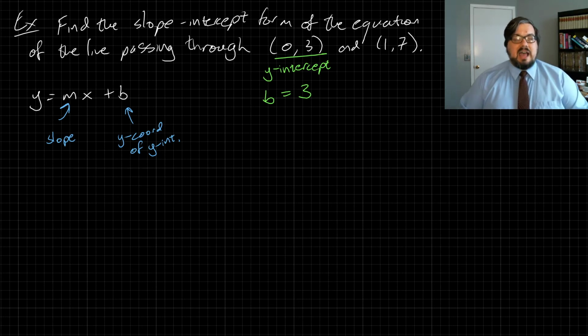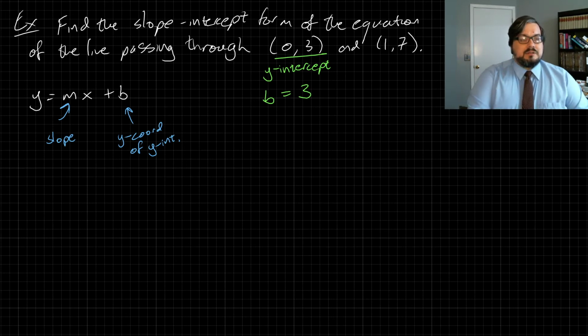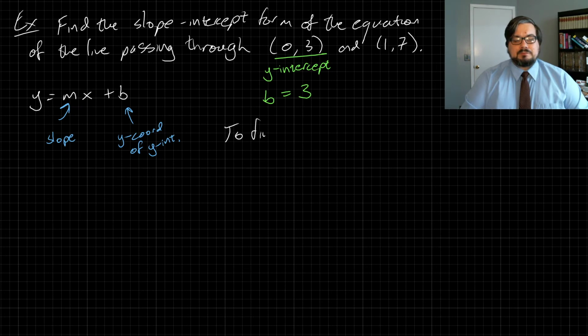But that only gets us halfway. We also need to know the slope of the line. In this problem, we haven't been told the slope of the line, but we have been given enough information to figure it out. To figure out the slope of a line, we just need 2 points on the line, and that is what has been given to us. So, to find the slope m, we're going to use the slope formula.